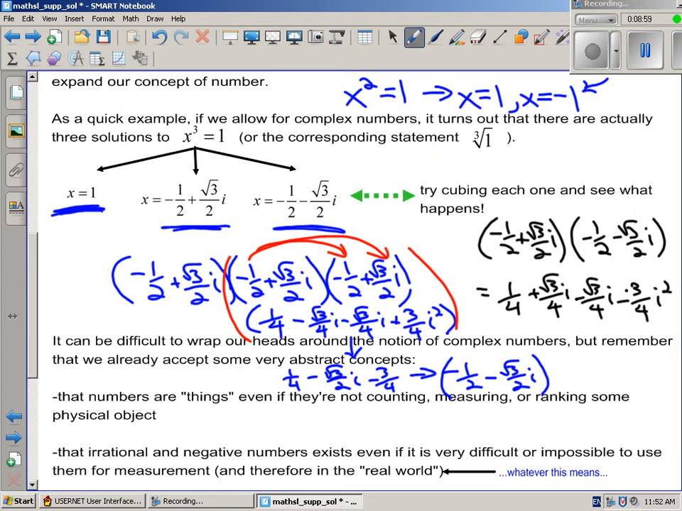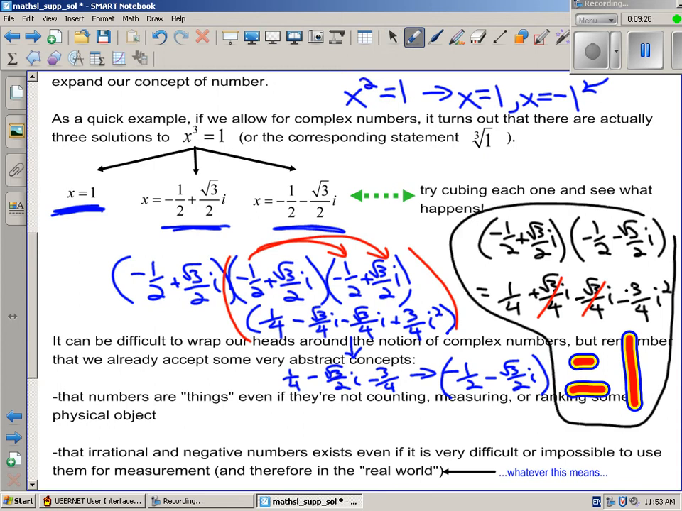Oh my gosh, look at this. These ones are going to add to 0. We'll have a quarter plus 3/4, which gives us, yay, equals 1. So this section over here ends up giving us 1. So there is another root to x cubed equals 1. It just happens to be a complex root. There are more solutions than there initially seem in the real number system.